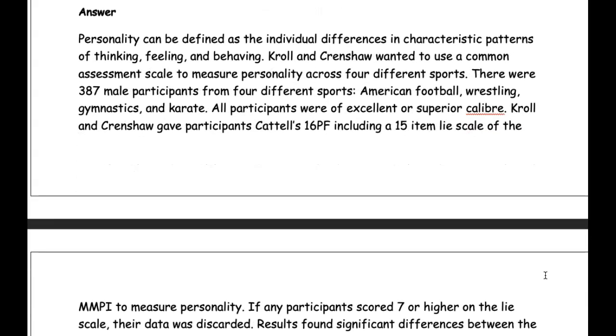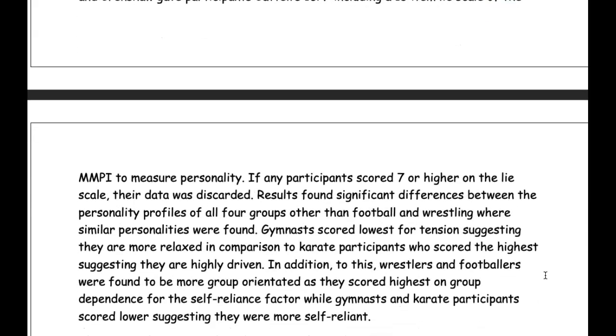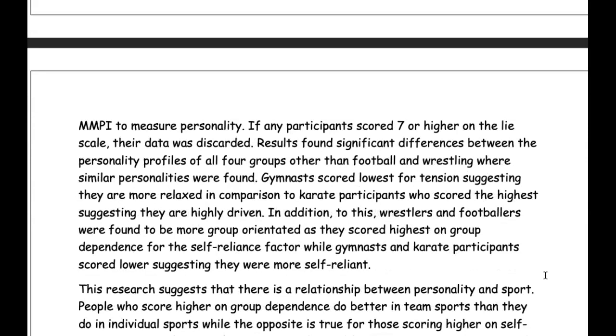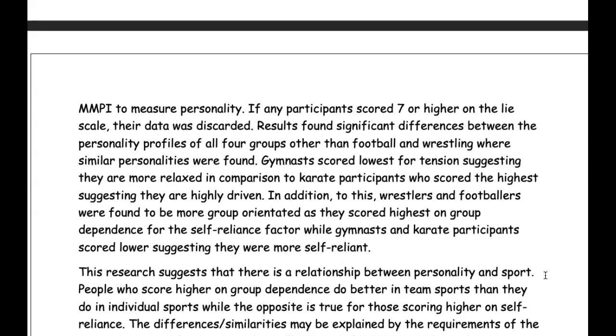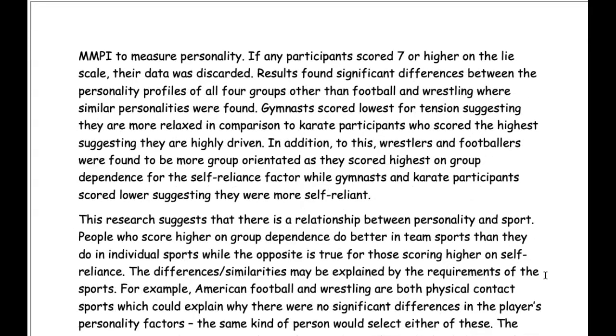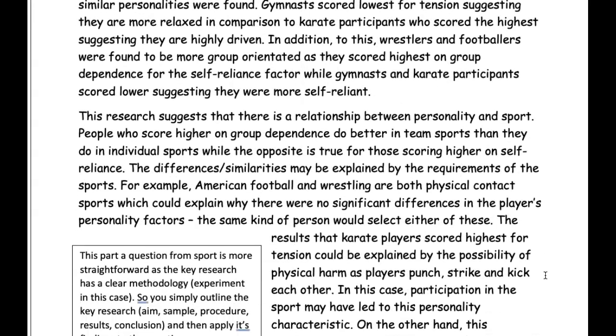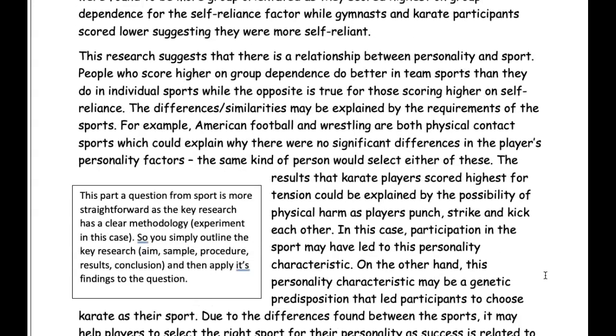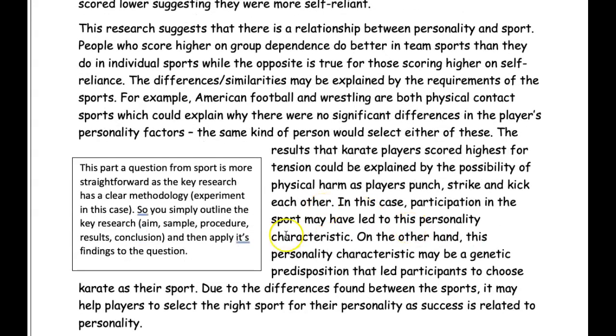So Kroll and Crenshaw is a good example there. We've just gone through the idea, okay, well, what they actually found, what they did, the procedure, so the aim, the method, the results, the conclusions, okay? And then we just finish it off by saying what the results suggest about the relationship between personality and sport. So as I've said here, this Part A question from Sport is more straightforward. The key research has a clear methodology. So you simply outline the key research first of all, and then apply its findings to the question.